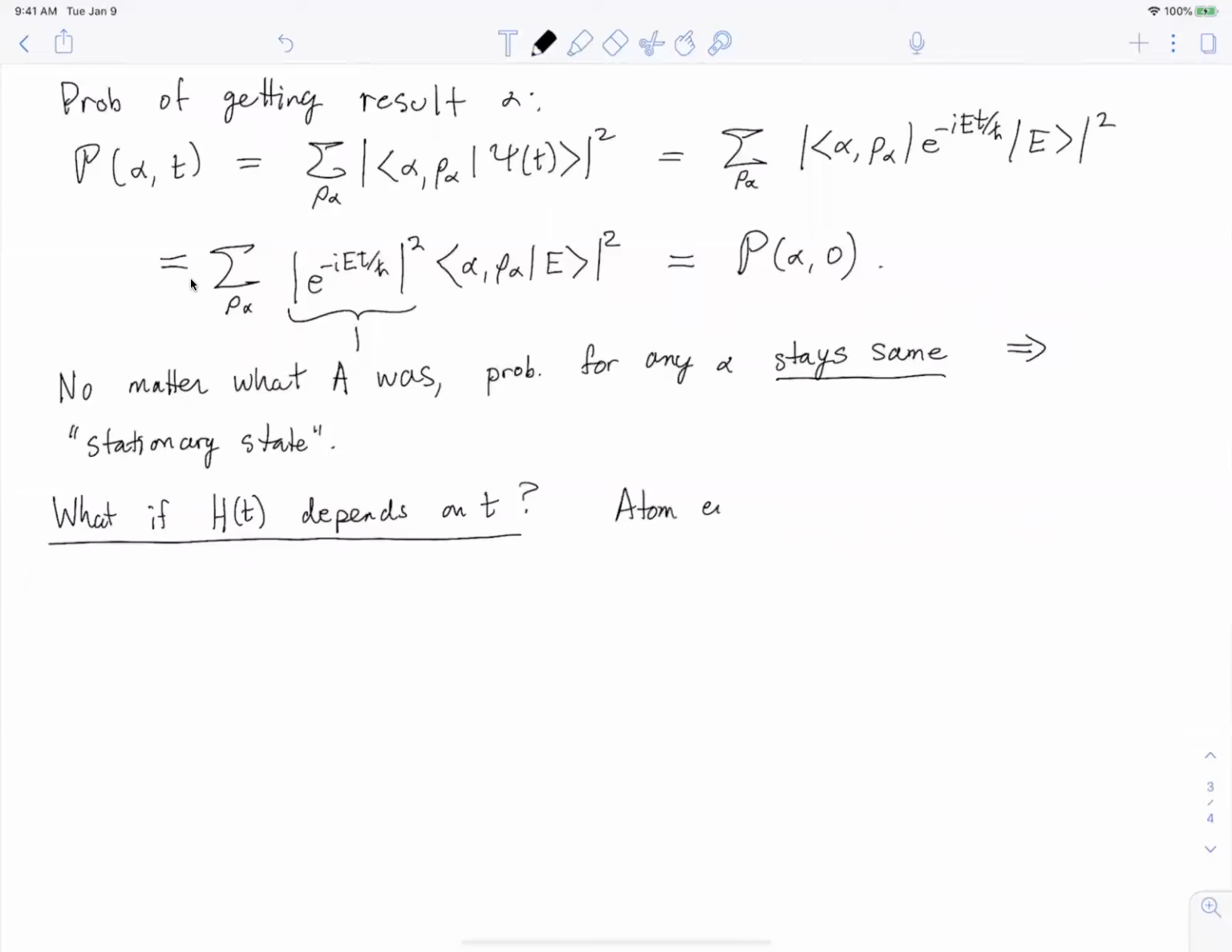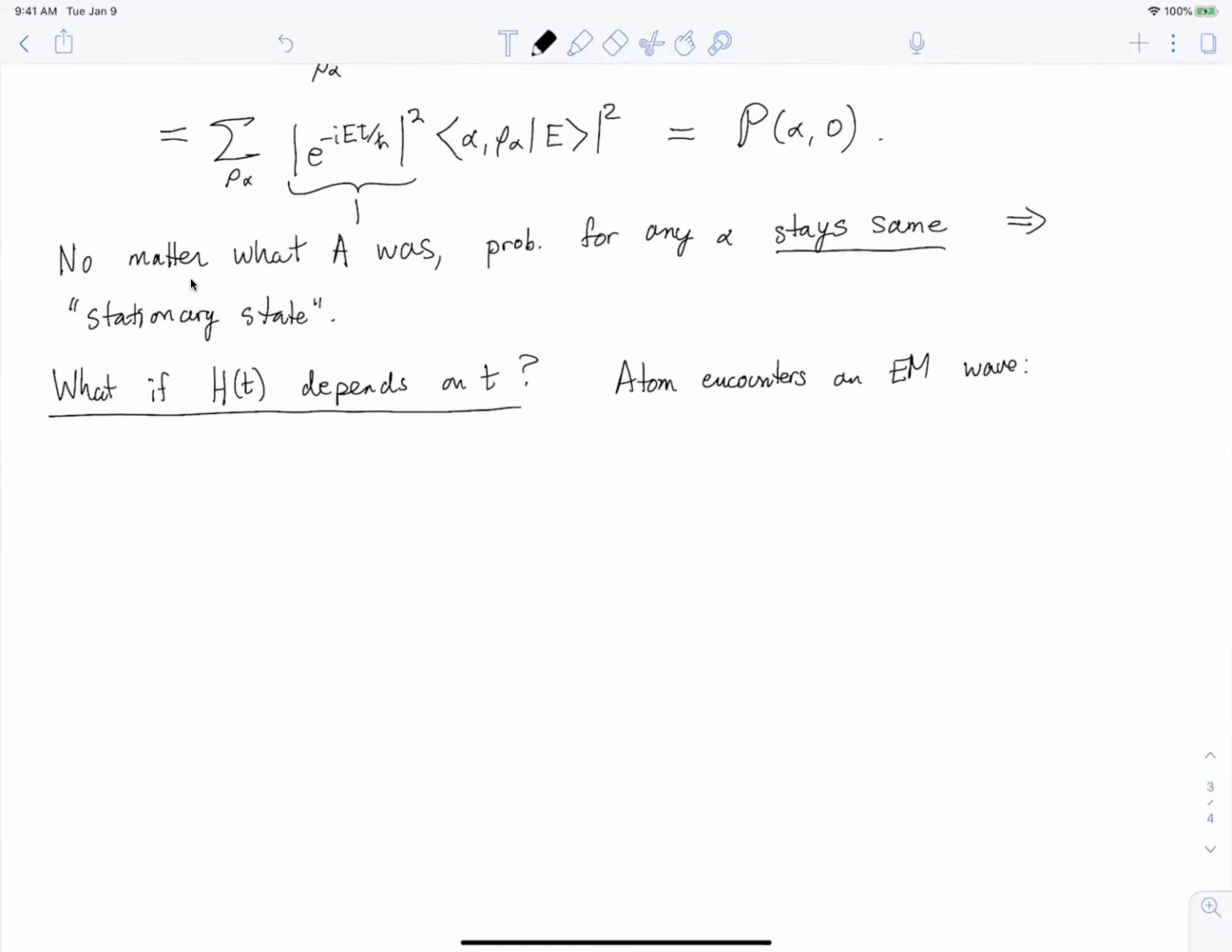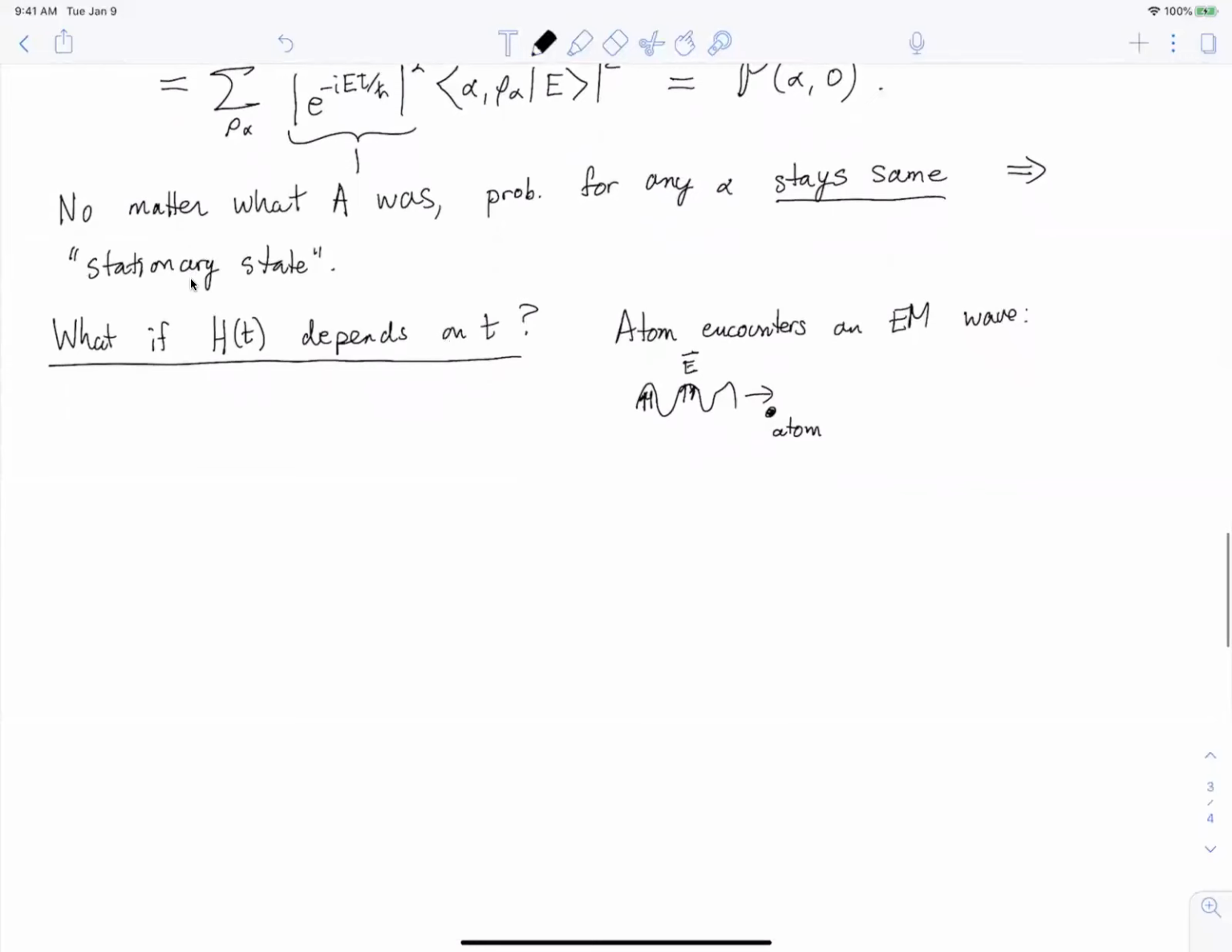So atom encounters an electromagnetic wave. The atom's composed of charged parts, including the electron. Here's your atom. And then the electromagnetic wave, electric field is coming by. Okay, and so there's some electric field that's changing in time. And so that will give rise, as far as the atom is concerned, to a changing Hamiltonian as the electric field changes. So that's just one example that you can think of for when this situation could occur.